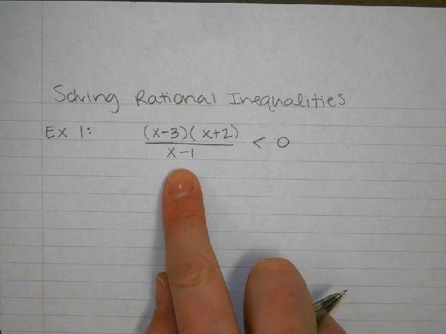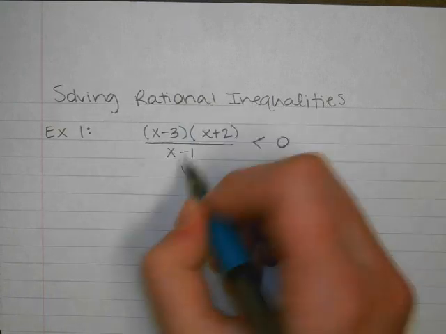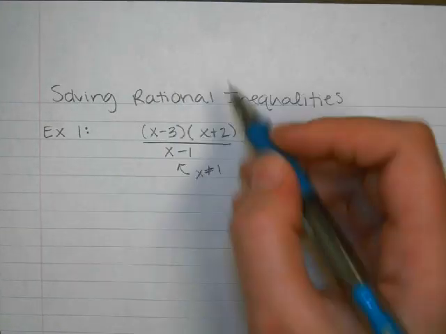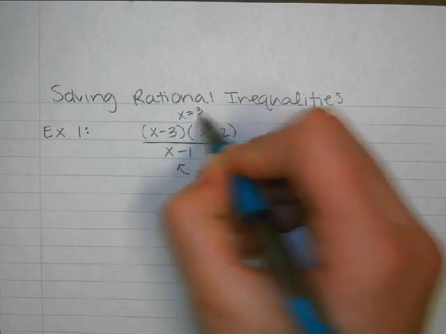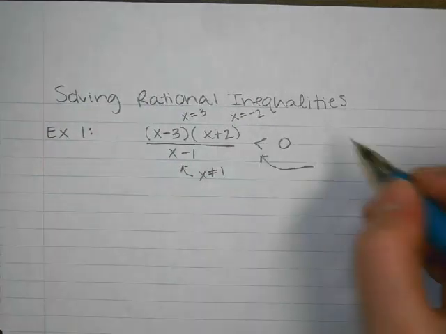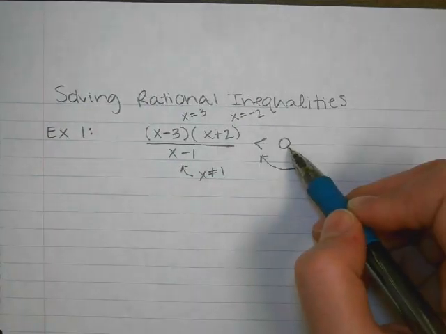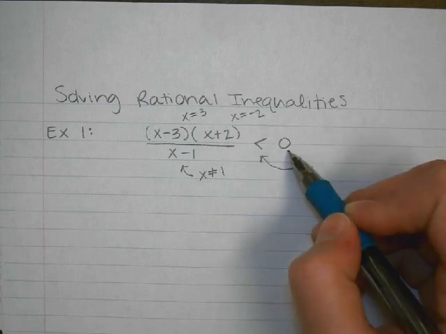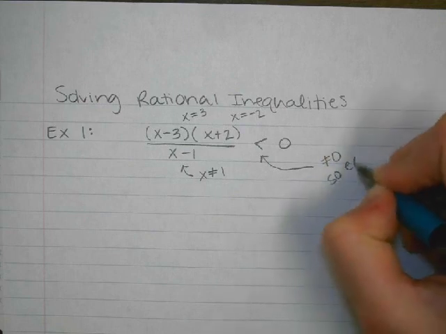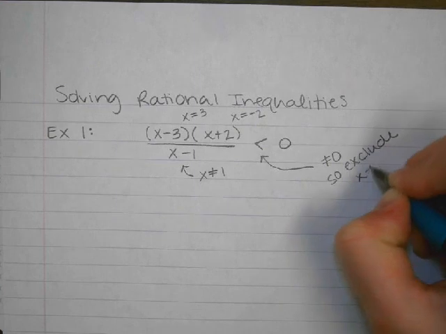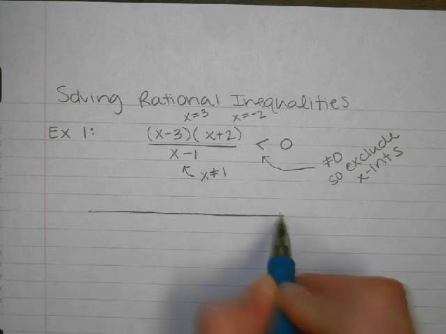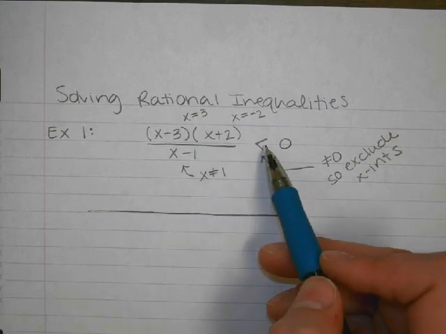If we look at this problem, we know for sure that x cannot equal 1. We have x-intercepts at x equals 3 and x equals negative 2. And the symbol right here tells us that we should not include our x-intercepts because our inequality doesn't say that it can equal 0. So we're going to exclude x-intercepts.